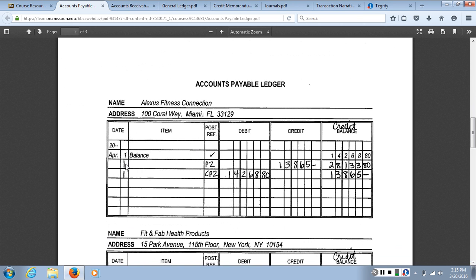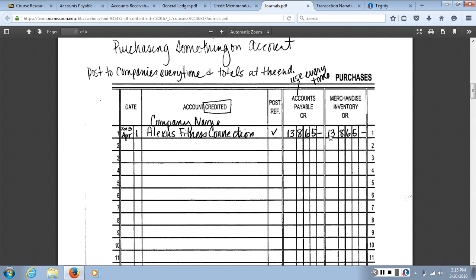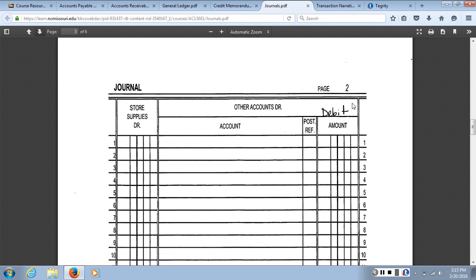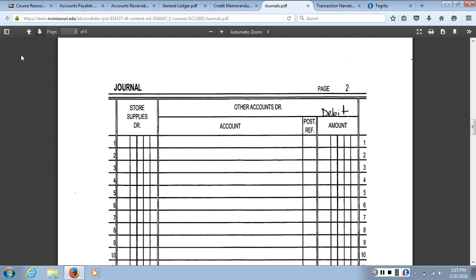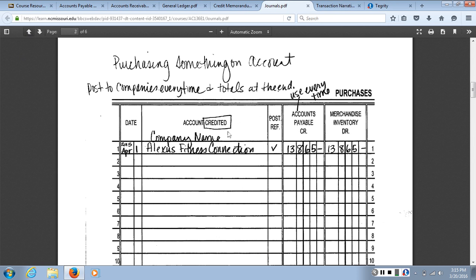So I wrote a number 1 here because of the date. The P2 comes from the purchases journal. If I go to the next page, purchases journal, page 2 over here. So it's P2. And I have a credit for $13,865. These all have credit balances, and I've written that on there. So you take a credit balance and a credit entry, and now you have a new credit balance. And so you have to balance that account. Alexis Fitness does not have an account number. So back on the journal, get back up there. I just put a check mark that I had posted that.